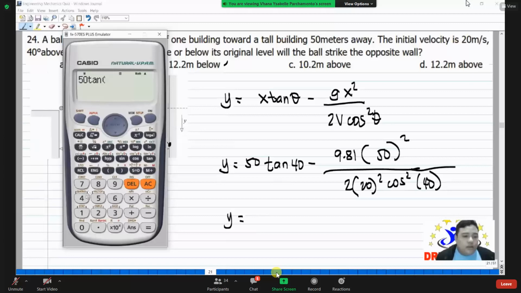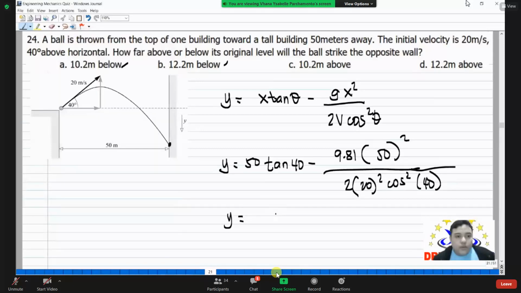50 tangent 40 minus 9.81 times 50 squared all over 2 times 20 squared cosine squared, so cosine 40, the quantity squared. So that is negative 10.28 meters. Therefore, the negative sign tells us this is below your reference point, which is the top of the building. Letter A.